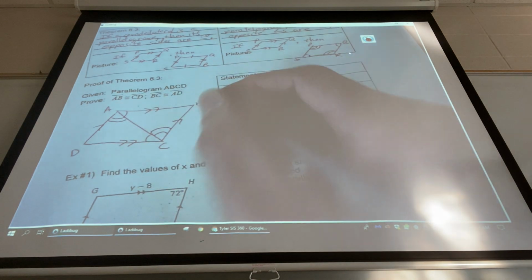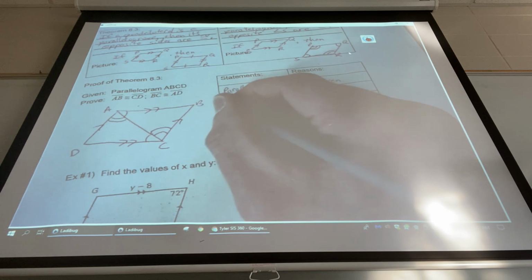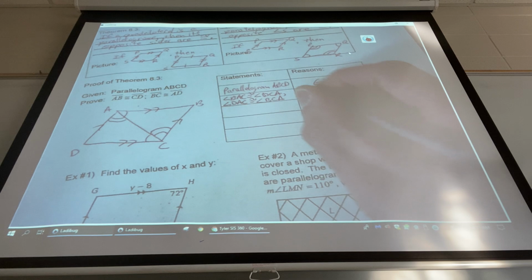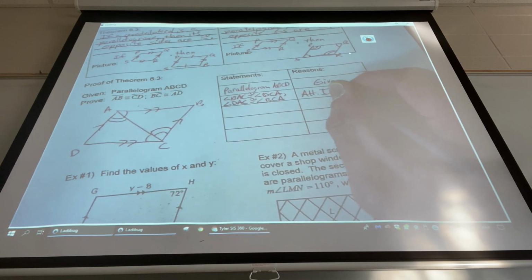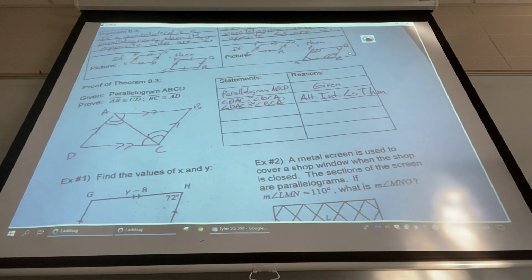Okay, so let's document that in the same line there. Sorry, you gotta write small today. DAC congruent to BCA, and the alternate interior angles theorem is our justification.